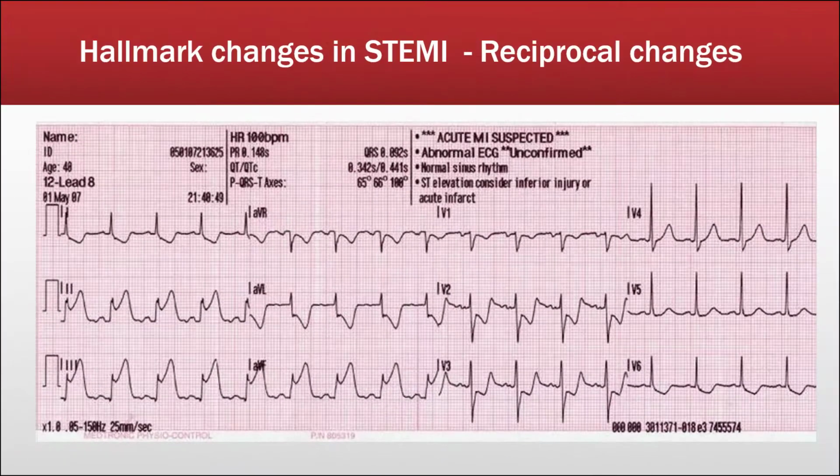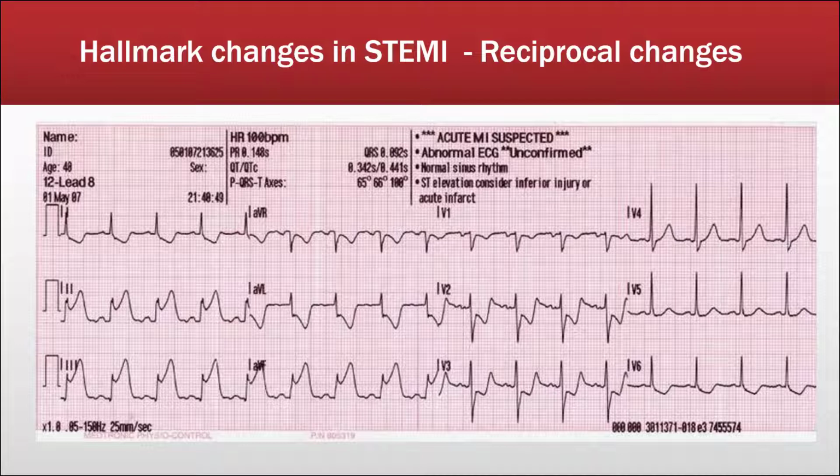Any electrodes on the opposite side of the heart will see the same event, but it's going to show them in a mirror-like fashion. That is to say, the ST segment will appear to move in the opposite direction, or more simply stated, it's going to move below the baseline instead of above it. This mirror-like movement is known as a reciprocal change.